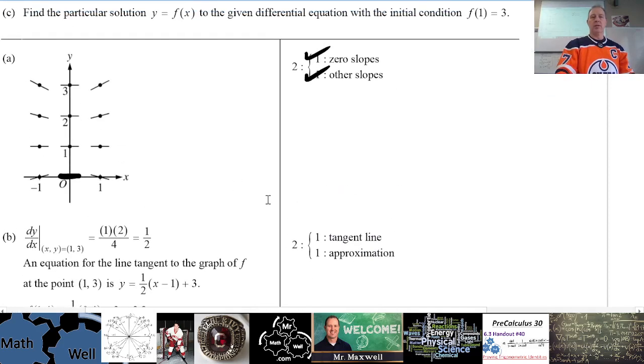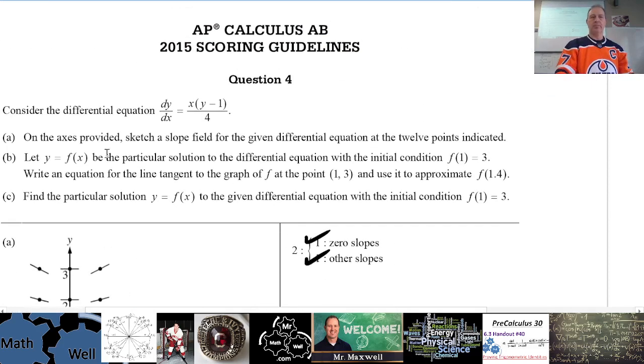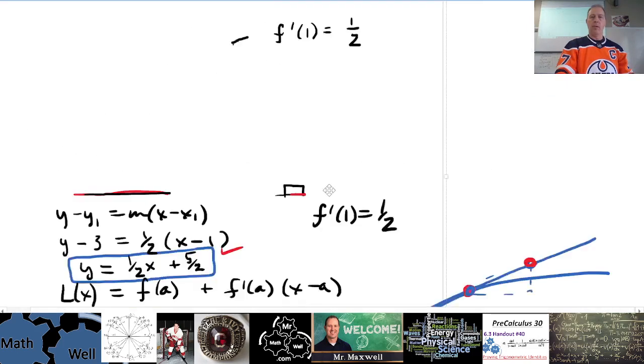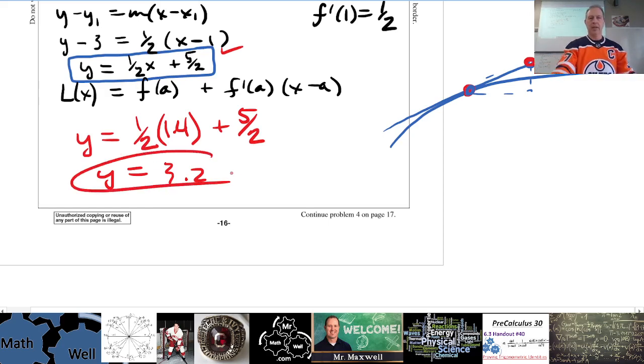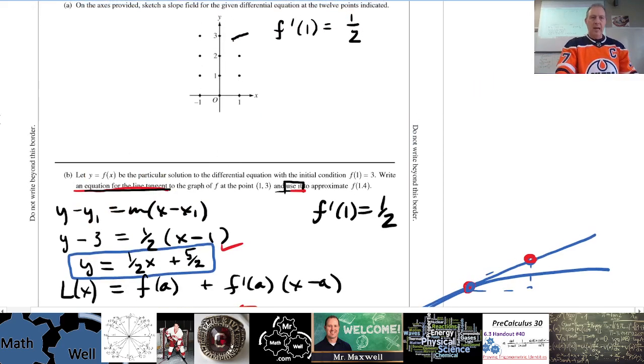So we'll finish that to 3.2. Let's keep going with this question then. All right. So 3.2, or in fraction form or whatever. Now that is what we get, right? 2.5 plus 0.7 is 3.2. Okay. All right, so that's B. And then what about C?